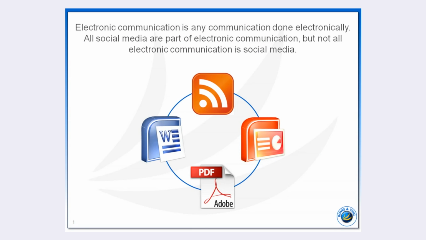Electronic communication is any communication done electronically. All social media are part of electronic communication, but not all electronic communication is social media. For example, an Adobe PDF document, a Word document, a PowerPoint presentation, or an RSS newsfeed are all examples of electronic communication, but none are considered part of social media, although there are many ways in which you can use these tools in social media efforts.